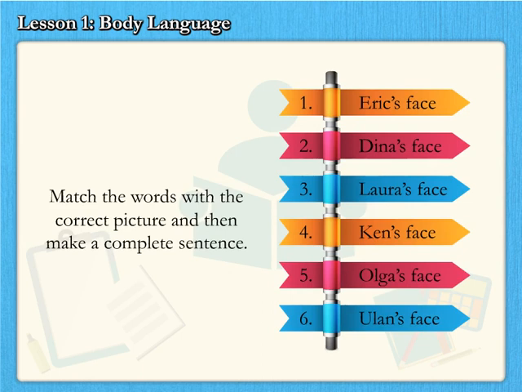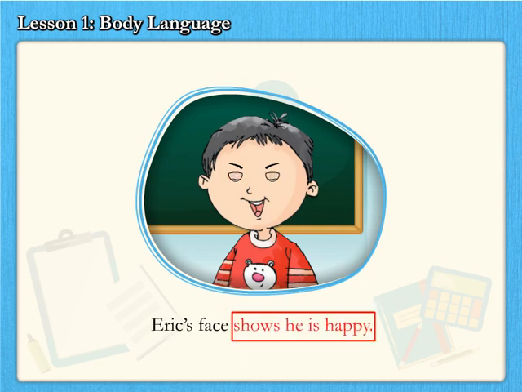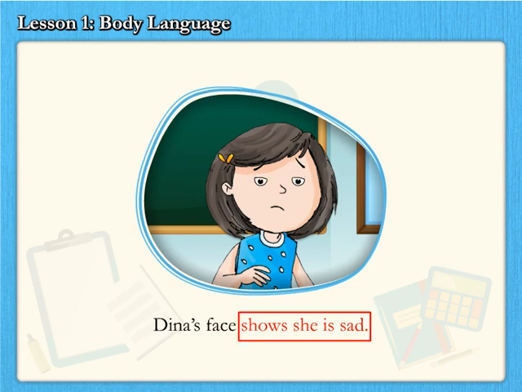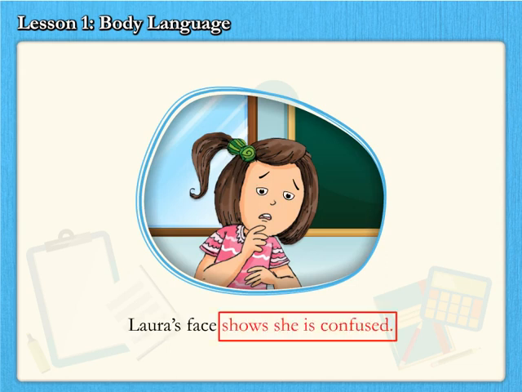Now look at these words, match the words with the correct picture and then make a complete sentence. Eric's face. Eric's face shows he is happy. Dina's face. Dina's face shows she's sad. Laura's face shows she's confused.